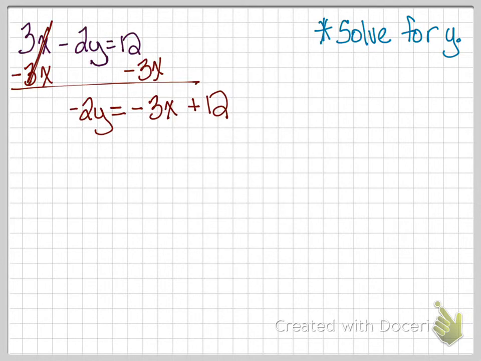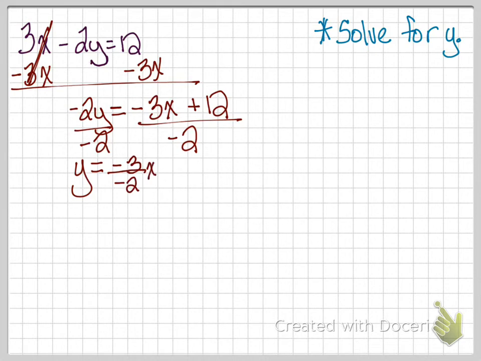Now I need to get that y by itself. So what do I divide by? Excellent. I'm going to divide by negative 2 on both sides. And when I divide by negative 2 on the right-hand side, I'm dividing everything by negative 2. So I am left with y equals negative 3 over negative 2 x plus 12 over negative 2. When I've got negative over a negative, what does that make that? Positive. So that's going to be 3 over 2 x. 12 divided by negative 2 is negative 6, excellent.